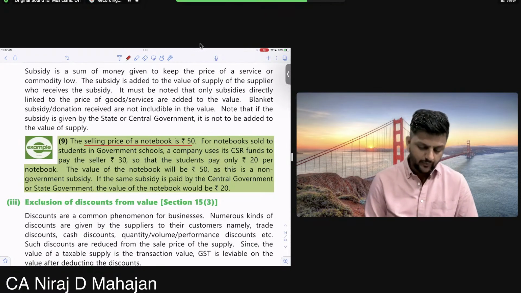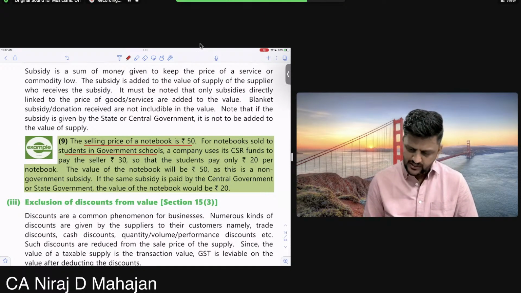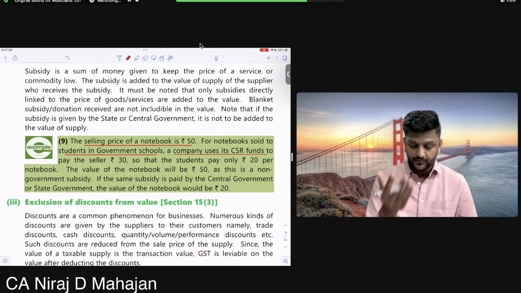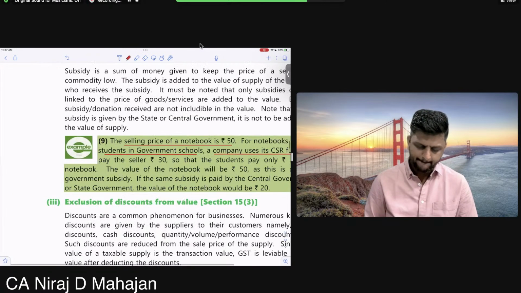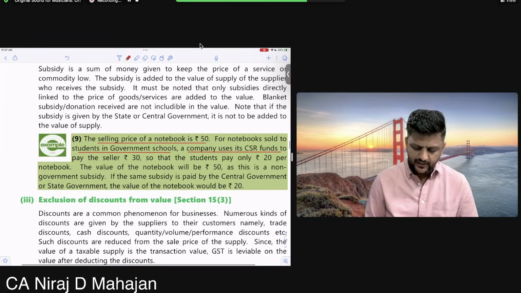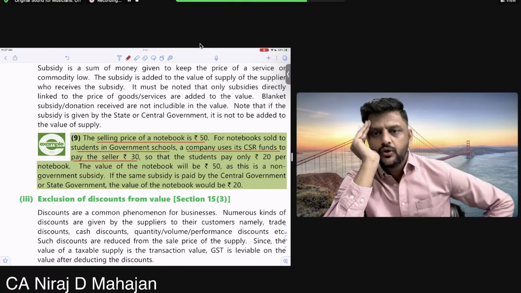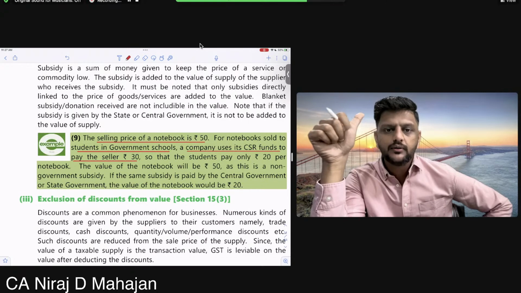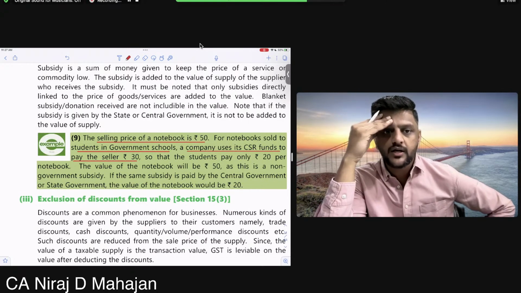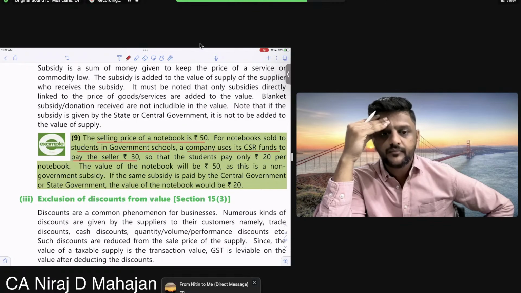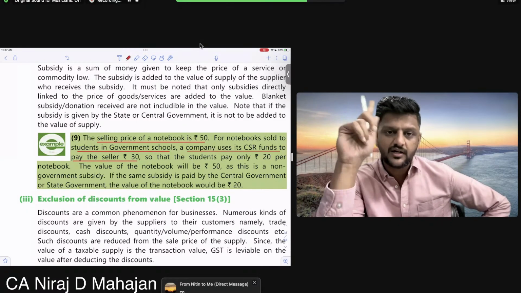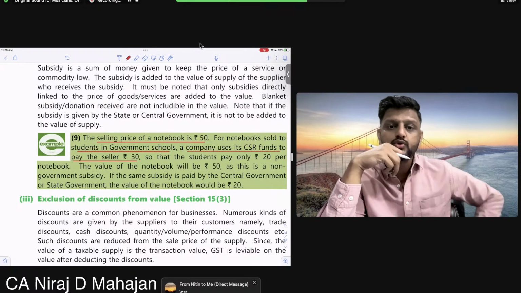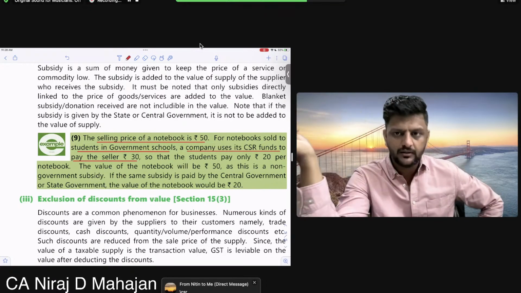For notebooks sold to students in government schools, a company uses CSR funds to pay the seller at rupees 30. Don't get confused. Who is giving the subsidy on the books? The seller of the notebook, the government, or the company using CSR fund? The company which is using CSR fund. Is the company government? No. So the students will pay only 20 rupees because 30 rupees are now funded by the company.